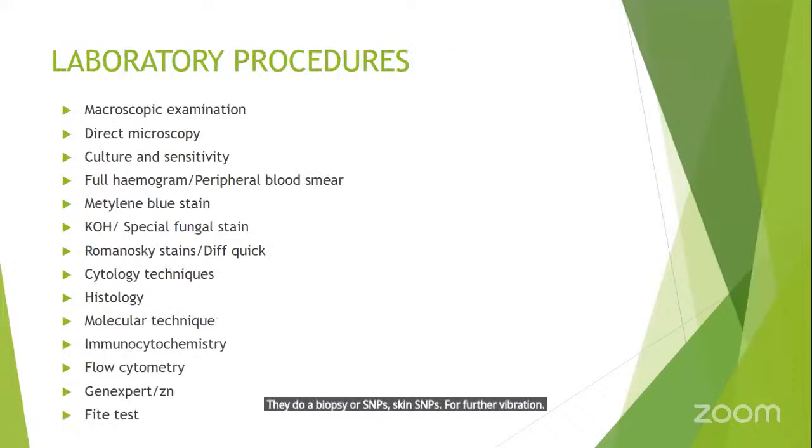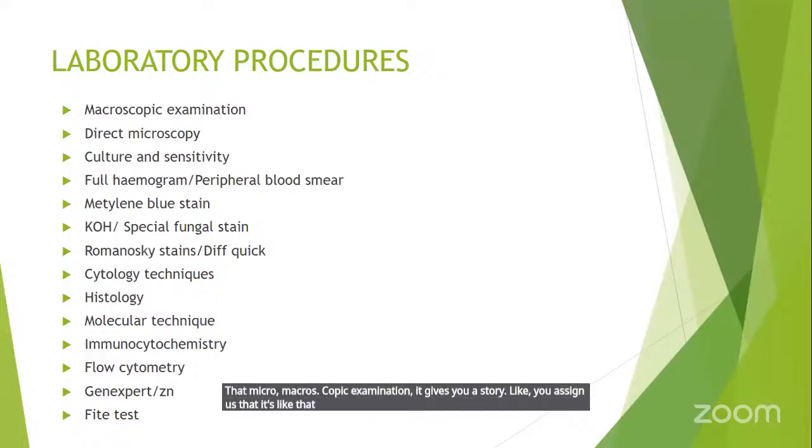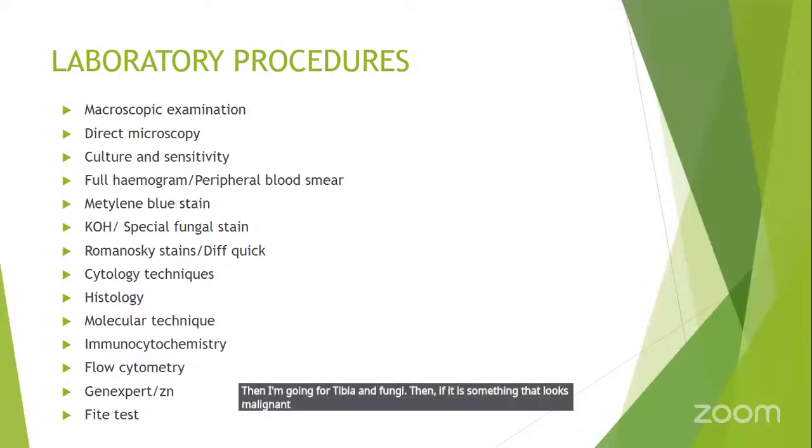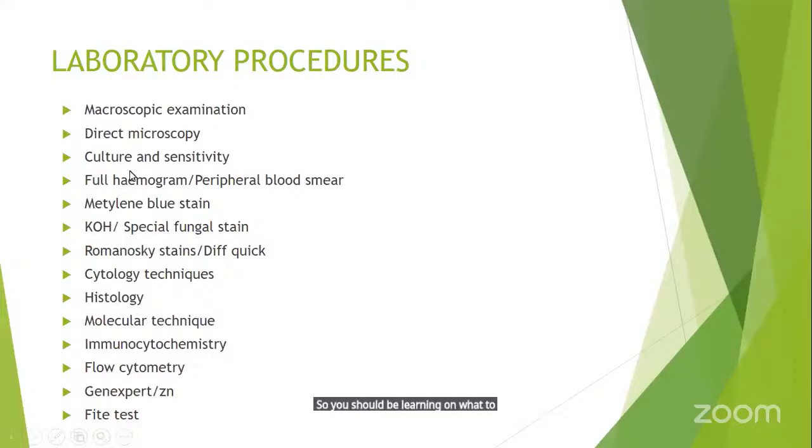About the procedures that we can do, there are many. We have macroscopic examination. It gives you a story. Like a sinus that is like that, to me, I'll be very happy to check how it looks. Then I'll go in for TB and fungi. Then if it is something that looks malignant, you will choose your techniques accordingly. So you should be learning what to do on the microscope, culture and sensitivity, hemogram.